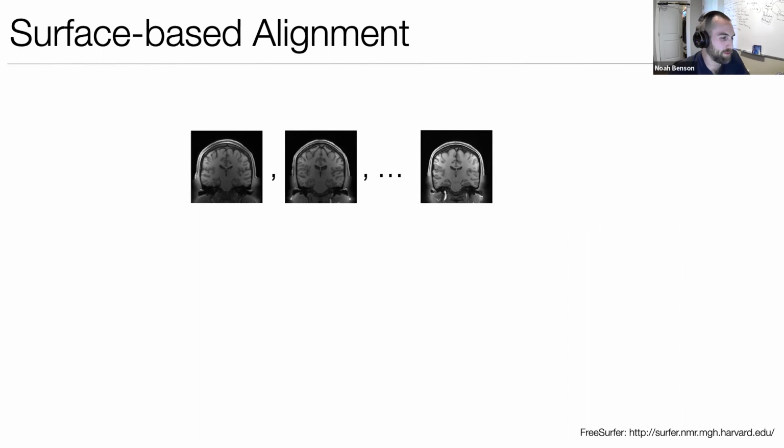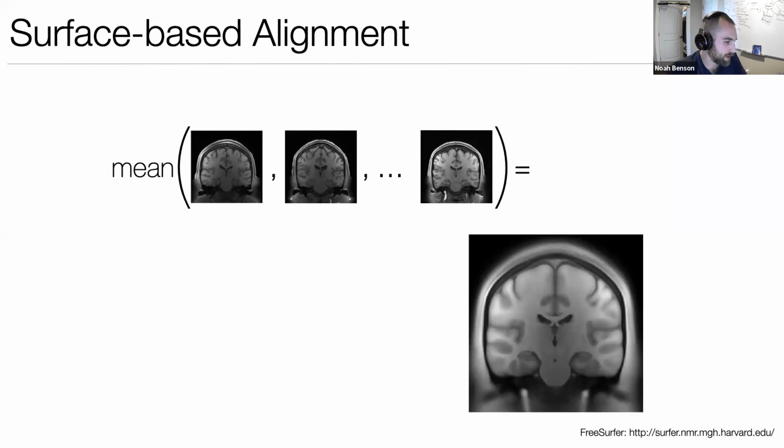Surface alignment typically starts with a similar approach as volume-based alignment. We need a surface atlas to which we can align the other brains. And to make this, we start with a bunch of brains from individual subjects who have already been volumetrically aligned, just like we do to make a volumetric atlas. We then calculate the mean of all of them, and that produces an average brain that looks kind of like this. This is just a slice from an average brain. And this is actually very similar to what the MNI average brain atlas looks like.